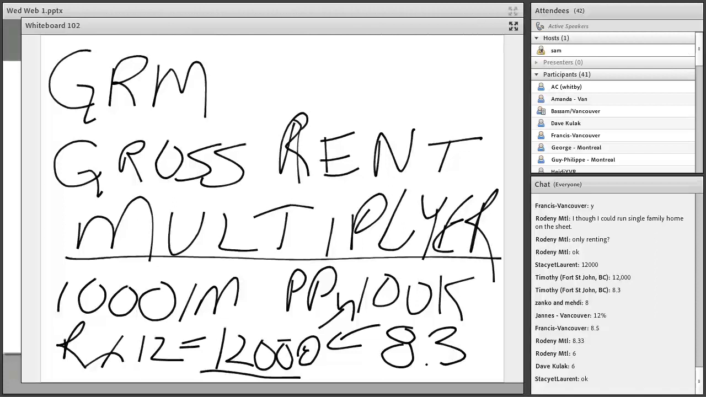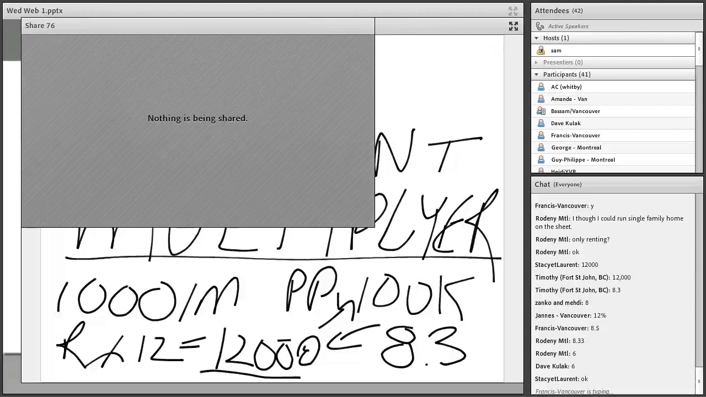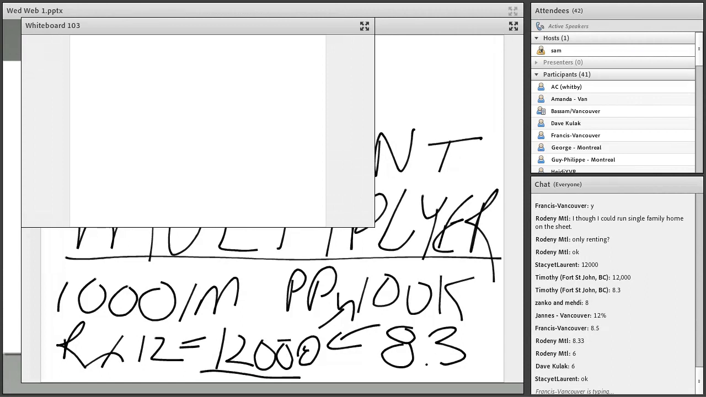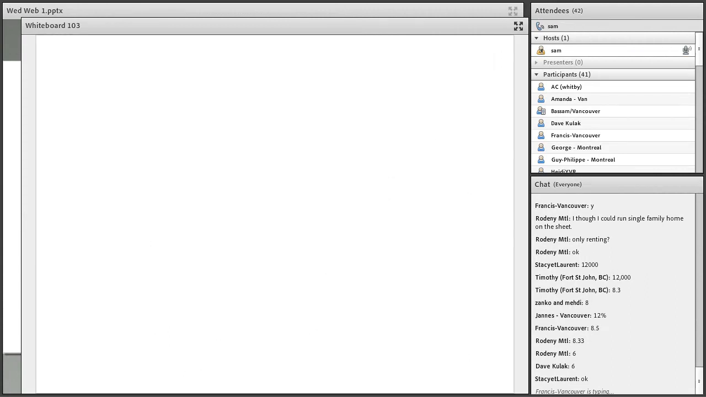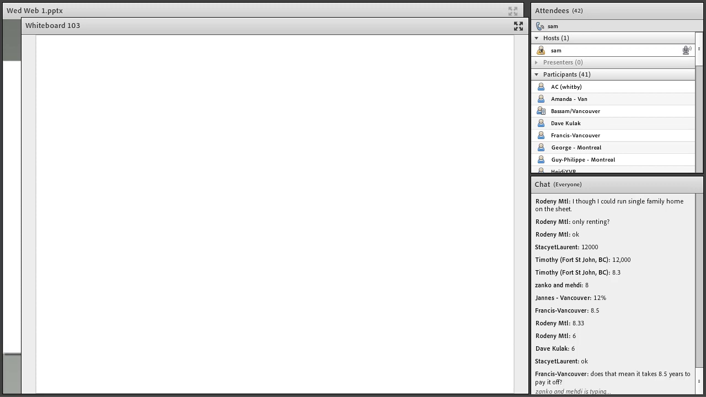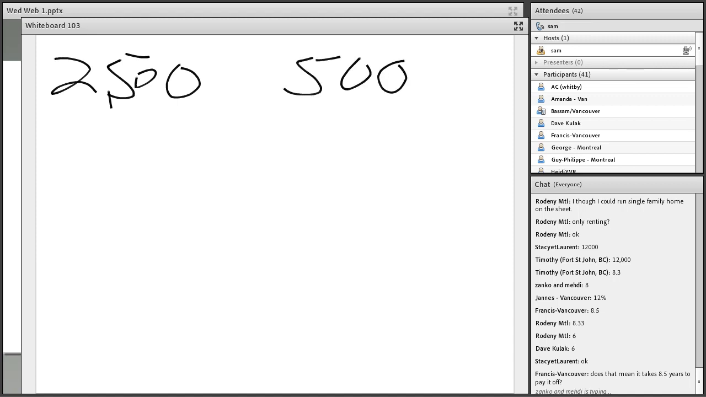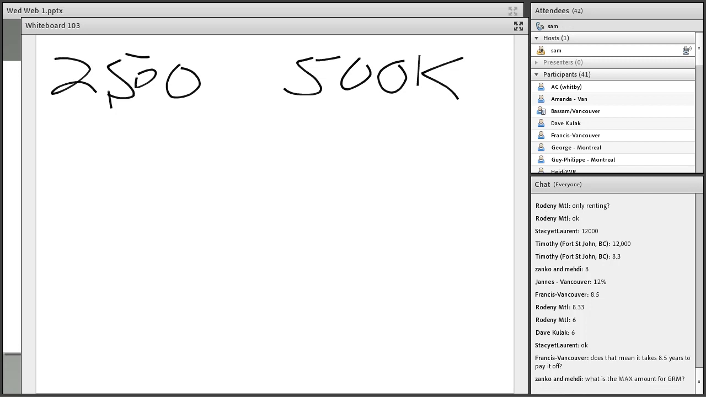Let's take another example now that we understand it. If I had a property and say the rents were $2,500 a month, sounds pretty good. The value of the property, though, is $500,000. If I'm given these numbers, in gross income, yeah.